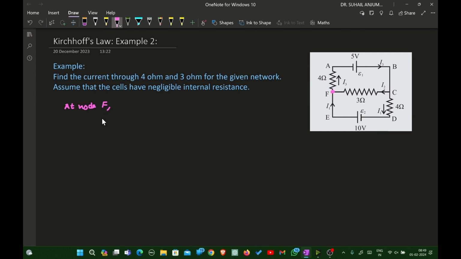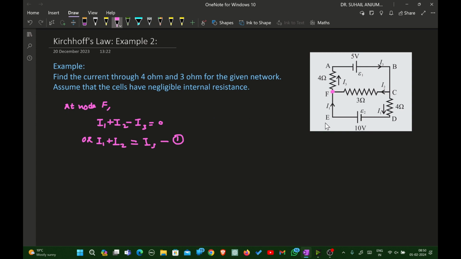So according to Kirchhoff's current law, we have I1 plus I2. Now remember those rules which I had already given: incoming currents will be treated as positive, outgoing will be treated as negative. So I1 plus I2 minus I3 is equal to 0, or we can say that I1 plus I2 is equal to I3. This is our equation number 1.